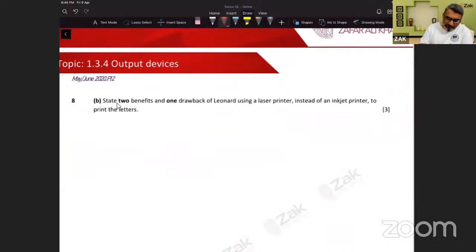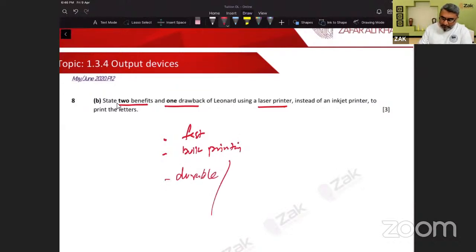So state two benefits and one drawback of laser printer. Two benefits: fast, can do bulk printing. Durable है, long lasting है. Drawback: consumes more power. और expensive है.